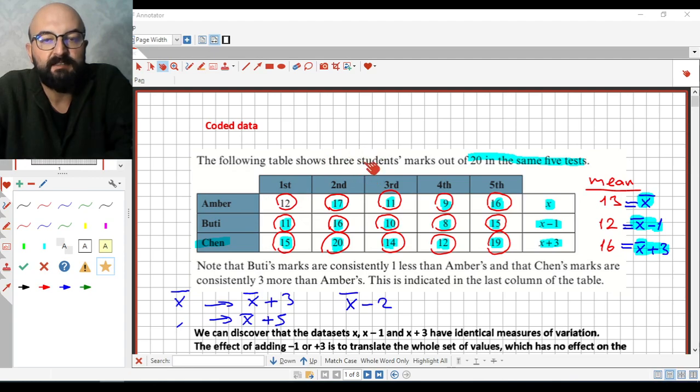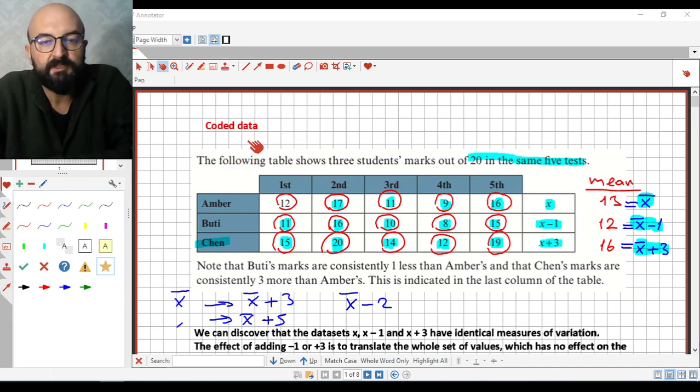Now, in this lesson, I want to summarize the last lesson, and then we will make some practice about the last lesson.